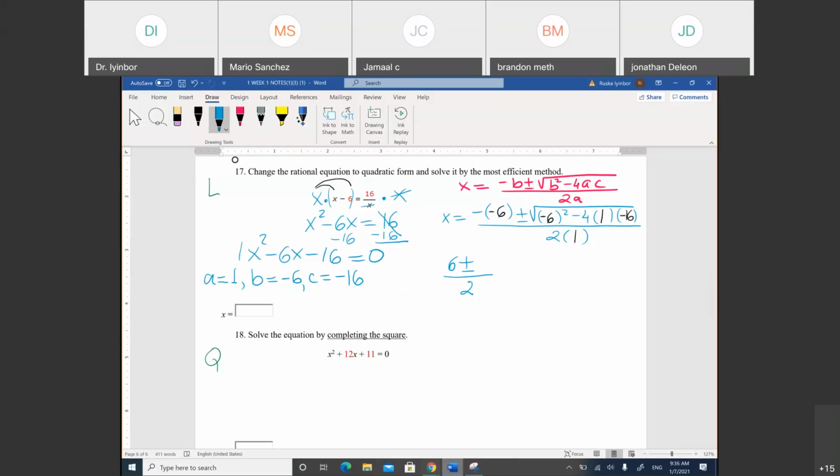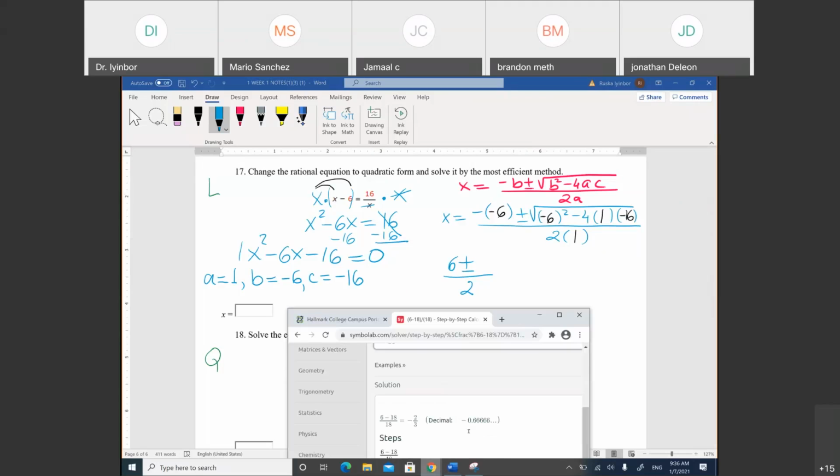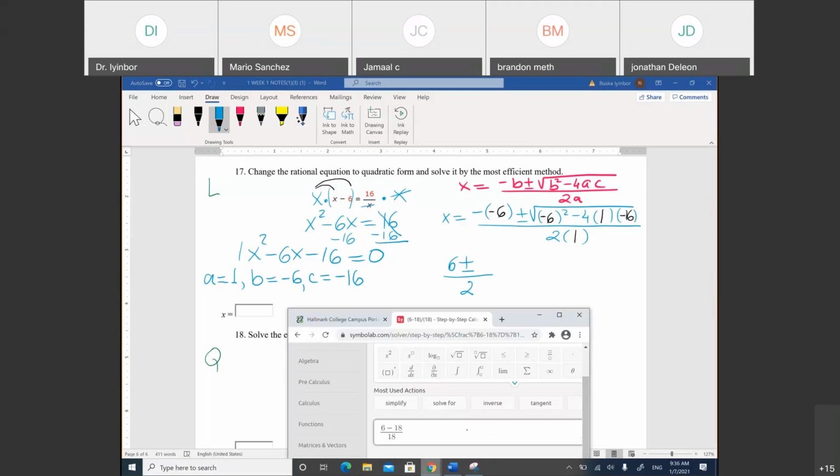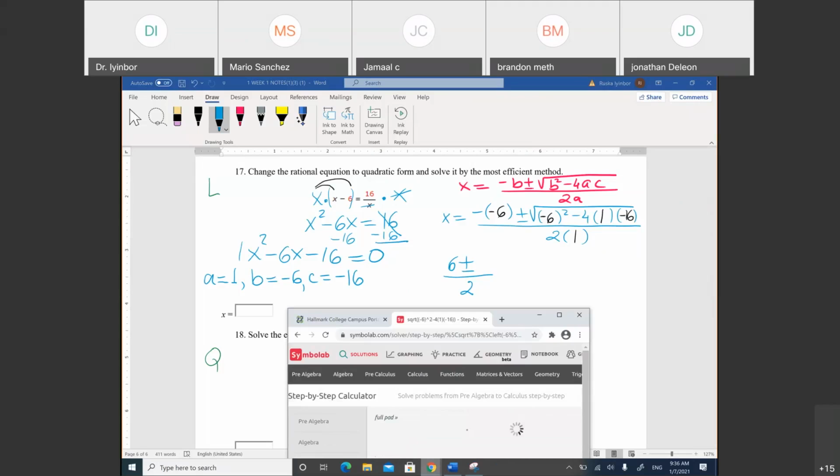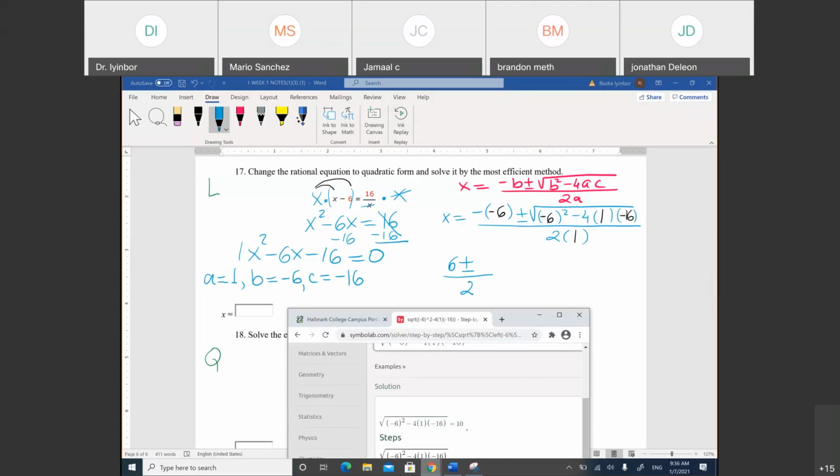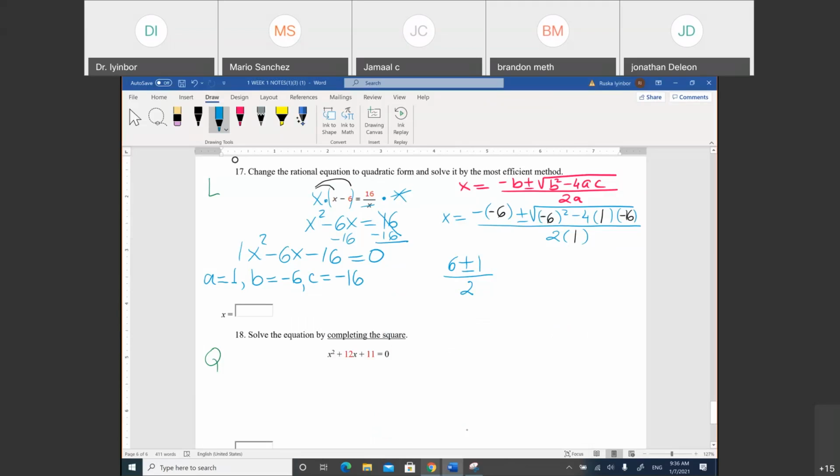So let's do the square root in the calculator. I'm going to have the square root, and then parentheses, negative 6 squared, minus 4 times 1 times negative 16. And the square root gives me 10. Okay? So it's going to be plus or minus 10.